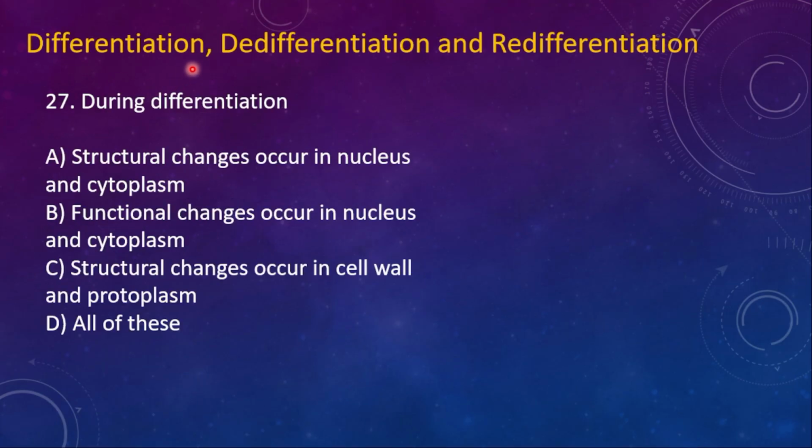27. About the differentiation, dedifferentiation and redifferentiation. 27. During differentiation, option A. Structural changes occur in nucleus and cytoplasm. B. Functional changes occur in nucleus and cytoplasm. C. Structural changes occur in cell wall and protoplasm. D. All of this. Here the right option is C. Structural changes occur in cell wall and protoplasm during the differentiation. That's what, they are going to differentiate into specific kinds of cells and then specific kinds of organs.